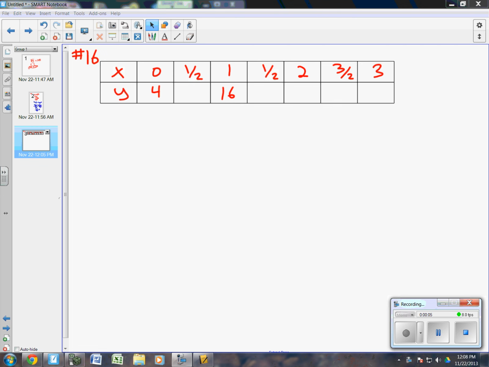Okay, you guys, on problem number 16 on 3.2, you're given this table right here.